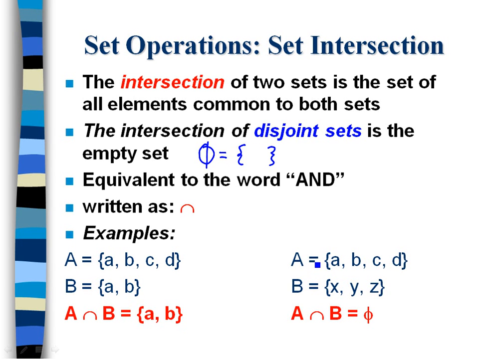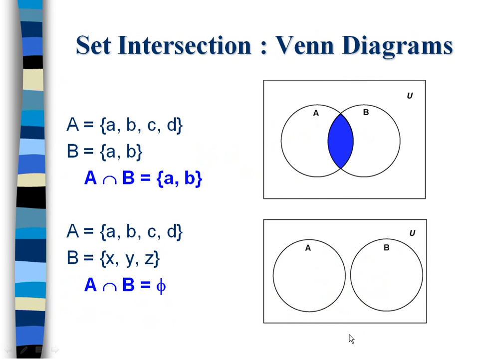What about the set A, B, C, D and the set B, which is X, Y, and Z? What do they have in common? Nothing. So we say A intersection B equals the empty set. They have nothing in common. Let's look at this Venn diagram. See that the part that's shaded is considered to be the intersection of A and B.